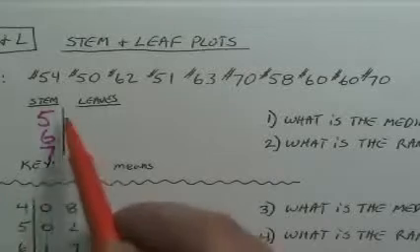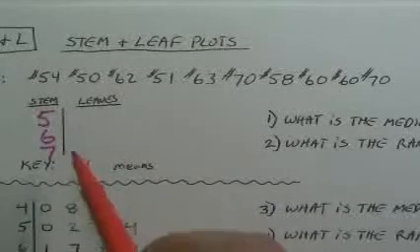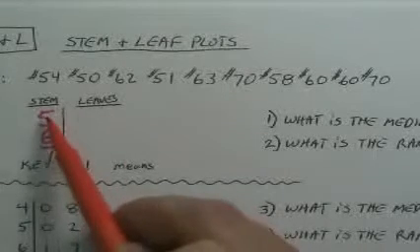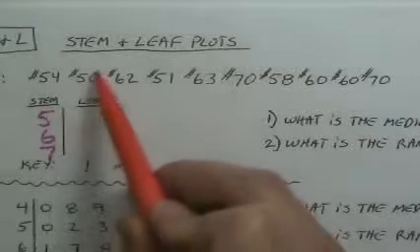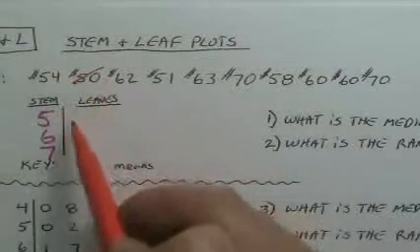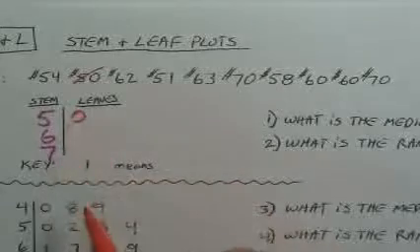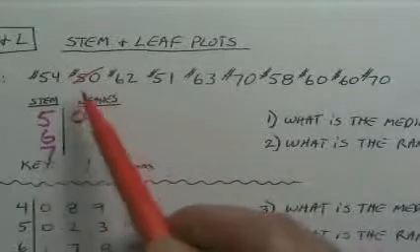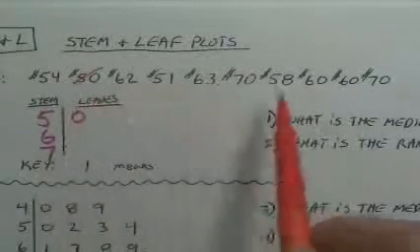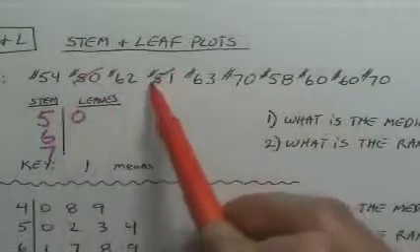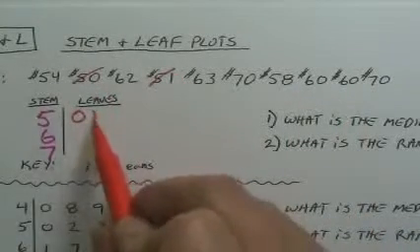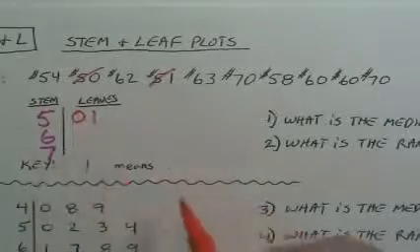Okay, so now what we need to do is put this in order. So let's start with the 50s. First of all, we have a 50 right here, so I'm going to put a 0. All right, and then let's see, what else? Do we have any other 50? Okay, what would be the next number after 50? How about 51? So I'm going to put a 1 right there for 51.